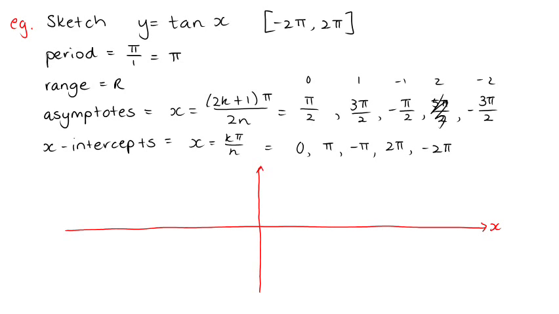Yeah, x-axis. This is our y-axis. So we'll draw in 2 pi, pi, pi on 2, 3 pi on 2. About there, there, and there. Negative 2 pi, negative pi, negative pi on 2, negative 3 pi on 2.